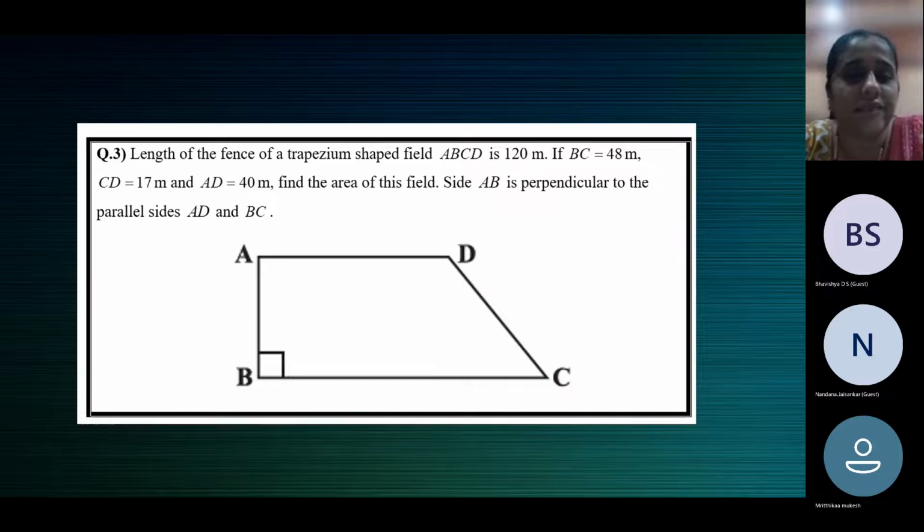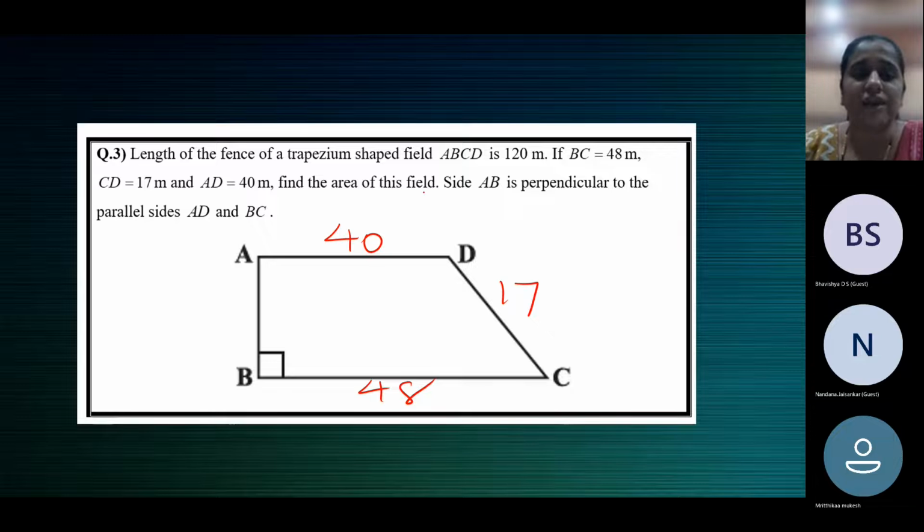Look at this one. Length of the fence of a trapezium-shaped field ABCD is 120 meters. So that means the perimeter. Length of the fence meaning the perimeter. Perimeter meaning AB plus BC plus CD plus AD. The sum of the four sides of the trapezium, AB plus BC plus CD plus AD, is equal to 120 meters. If BC is equal to 48 meters, CD is 17 meters, and AD is 40 meters, find the area of this field.